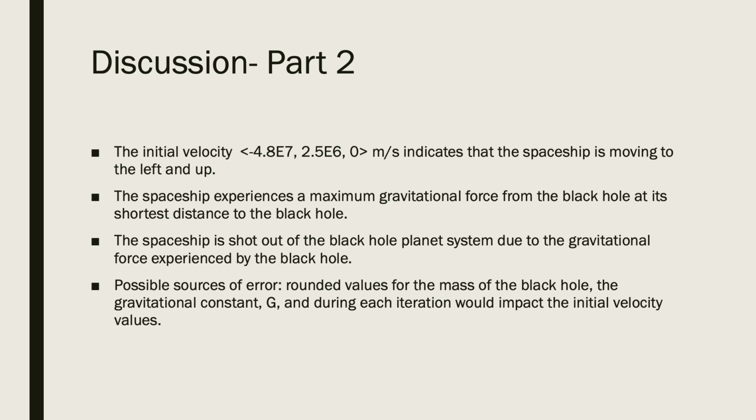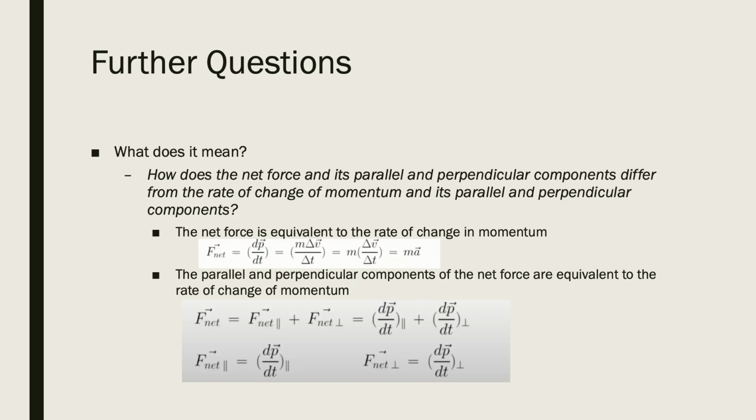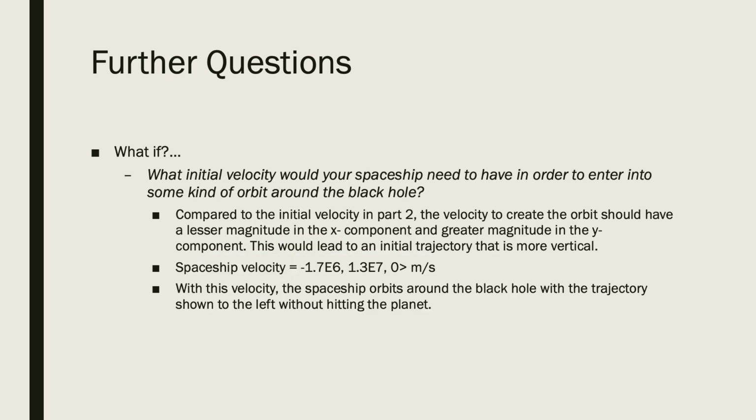A possible source of error is rounded values for constants during the iteration step, which would underestimate or overestimate the velocity values. The parallel and perpendicular components of the net force are equivalent to the parallel and perpendicular rates of change in momentum by the definition of the net force, which is equivalent to the rate of change in momentum. However, the net force in Part 1 cannot be calculated without knowing the masses of both the black hole and the star, while the rate of change in momentum of the star can be used to find the net force and its components.